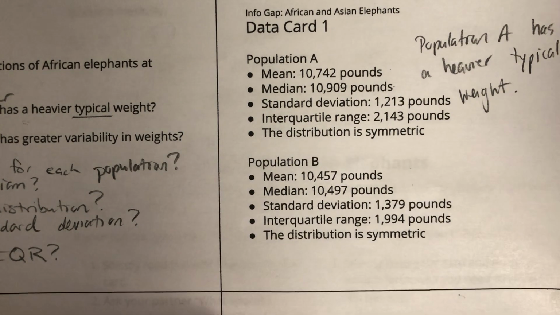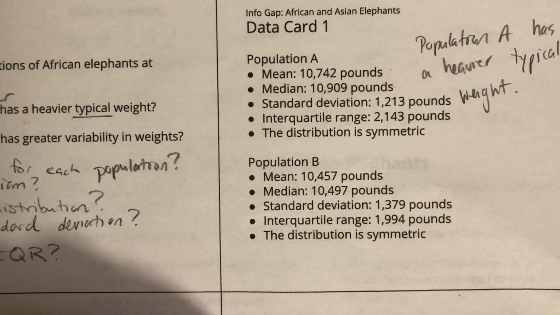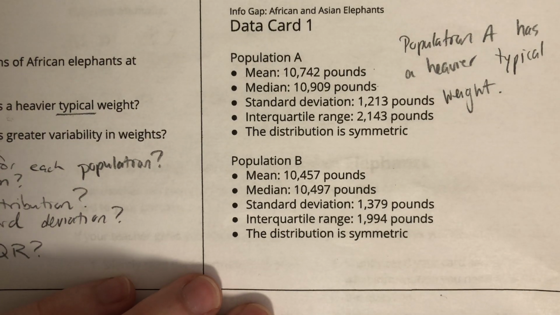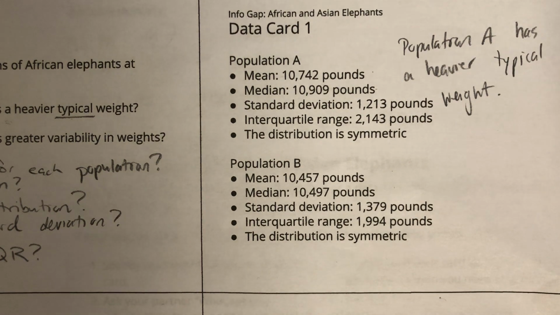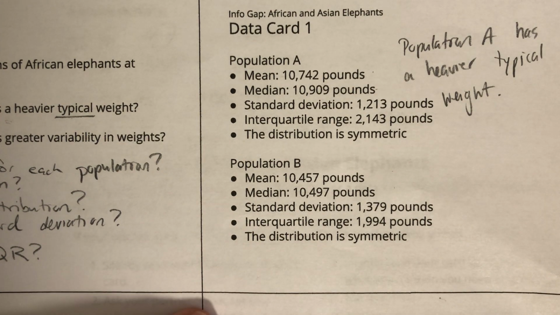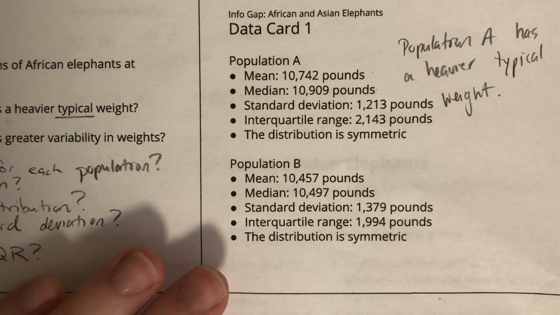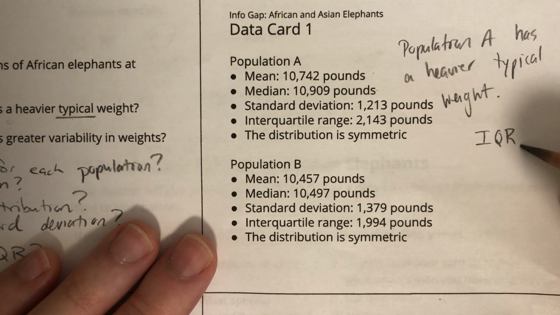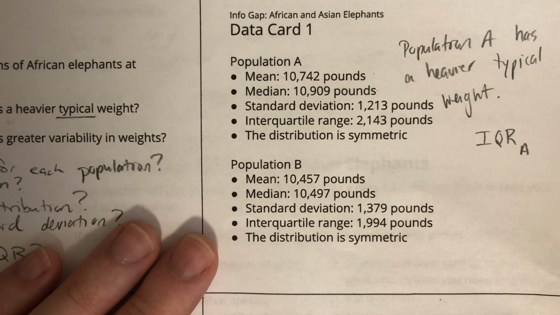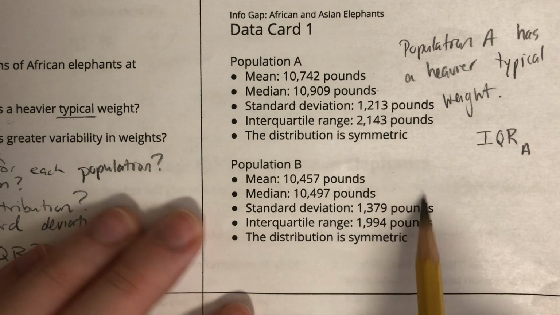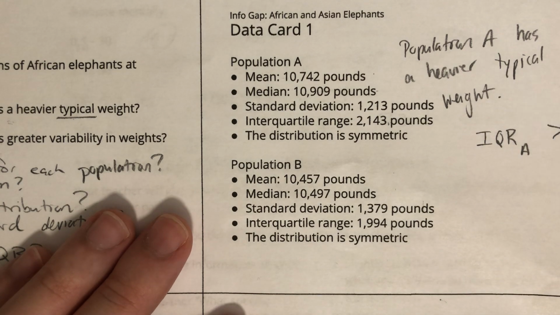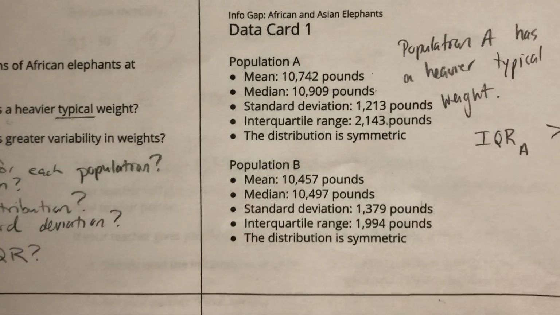Okay, now we want to talk about variability. And this is going to play into something I was alluding to before about whether it's appropriate to use interquartile range or standard deviation. So we can see here that we've got a bit of an issue. If I look at the IQR for population A, and then the IQR for population B, we can see the interquartile range is greater for A. So that would imply that it's got greater variability.